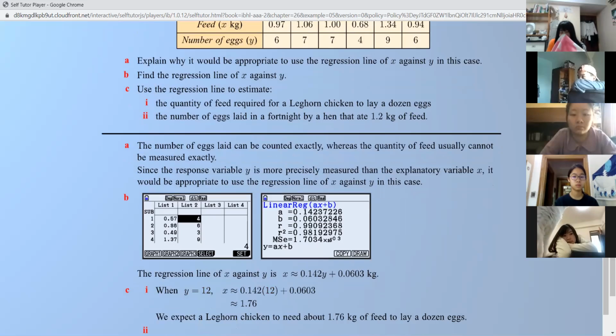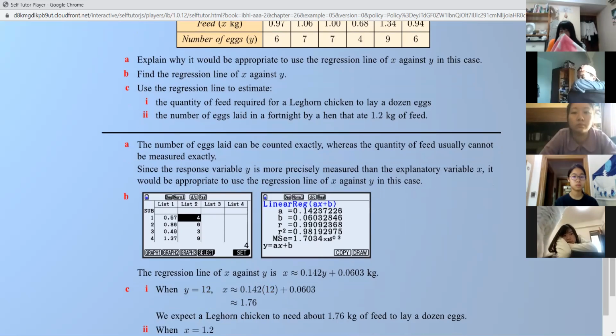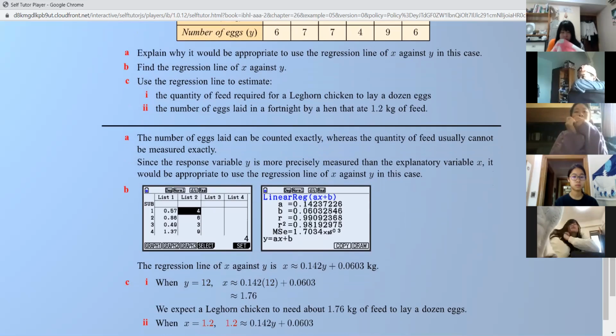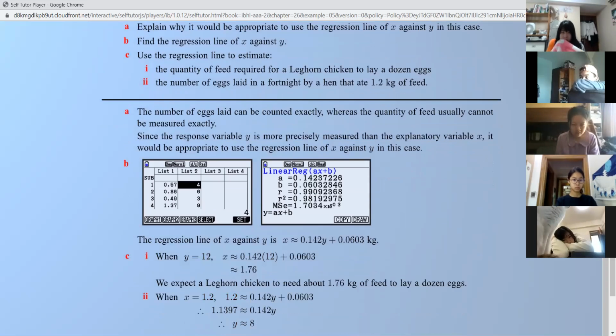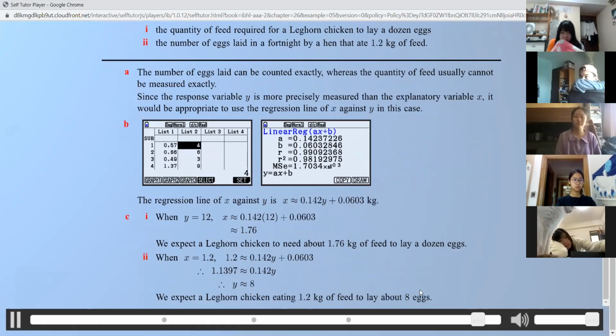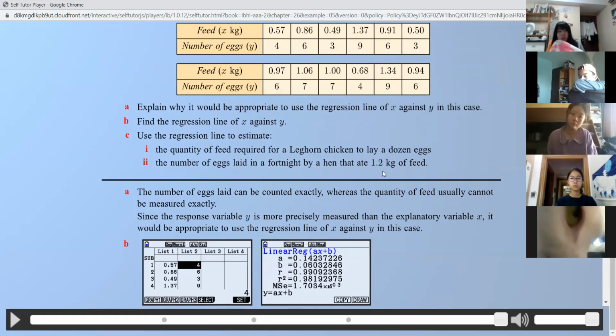We next estimate the number of eggs laid when 1.2 kilograms of feed is eaten. We substitute x equals 1.2 into the regression line, then solve the linear equation for y. We would expect about 8 eggs to be laid. This estimate is likely to be more reliable because it is an interpolation. Does this make sense?